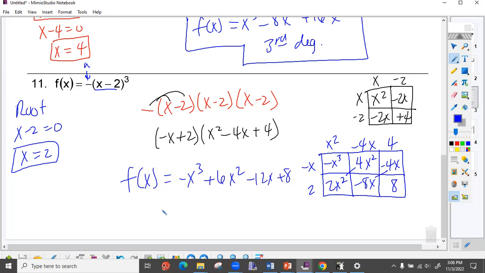Did you do the FOIL one? See how you do that one? You get this one? Yeah. Wait, Miss Jones, are you multiplying or adding the box?